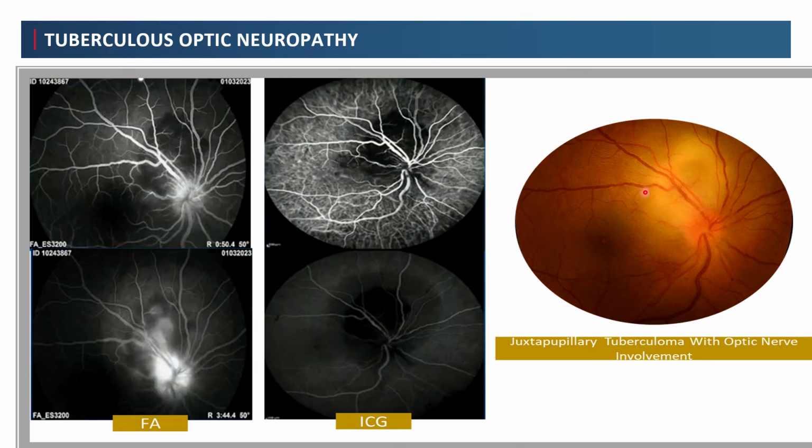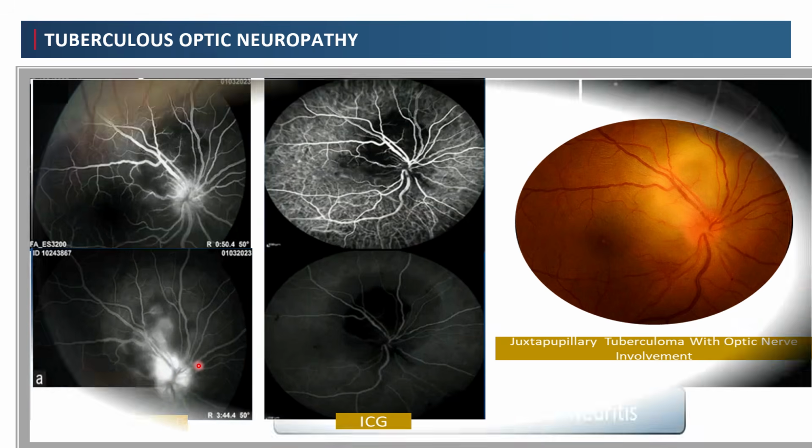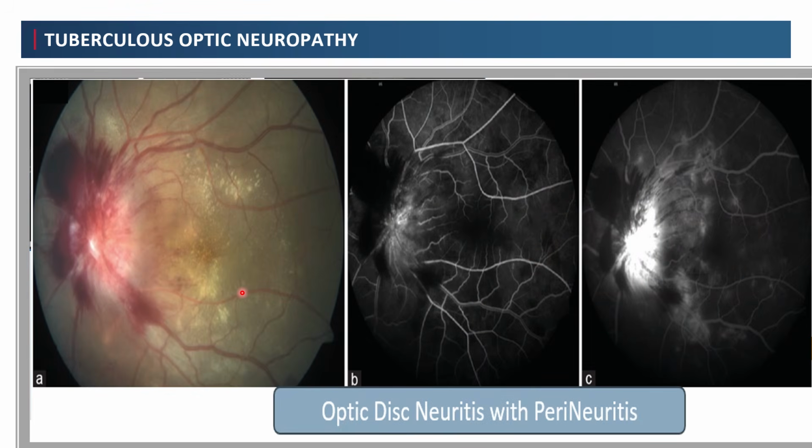Now, this is an example of a tuberculoma in the juxtapapillary area involving the retina as well as the adjacent optic nerve. On ICG, you can see an area of hypocyanescence in the choroidal circulation, which is present during all stages of the ICG. And similarly, the fluorescein angiography shows late leak from the same area and leak from the optic disc. So this is a juxtapapillary tuberculoma due to tuberculosis. And also one of the presentations is optic neuritis with neuroretinitis, perineuritis.